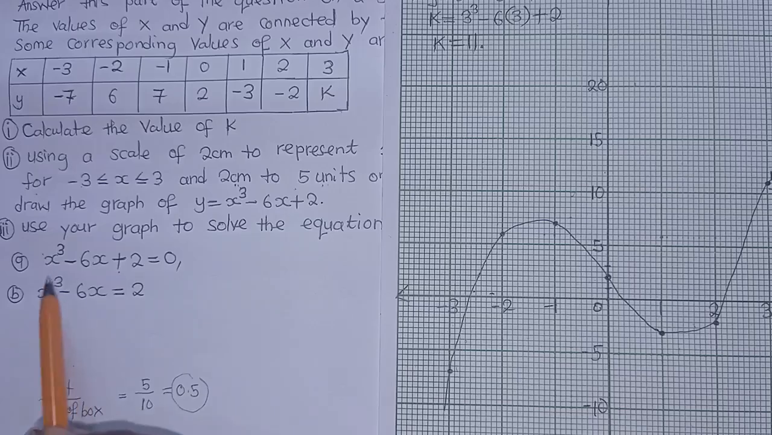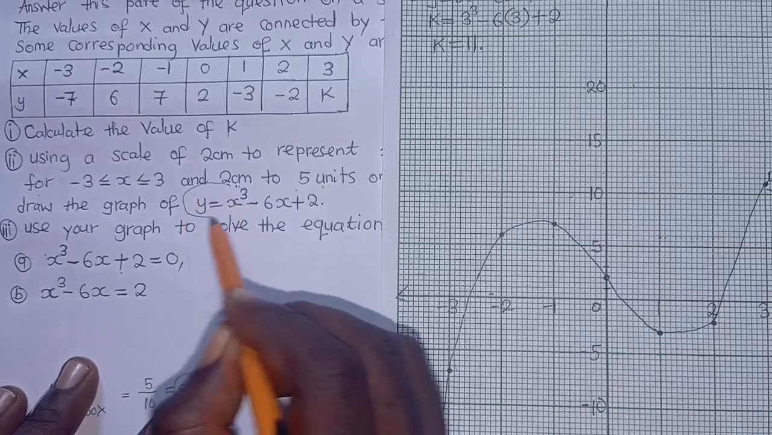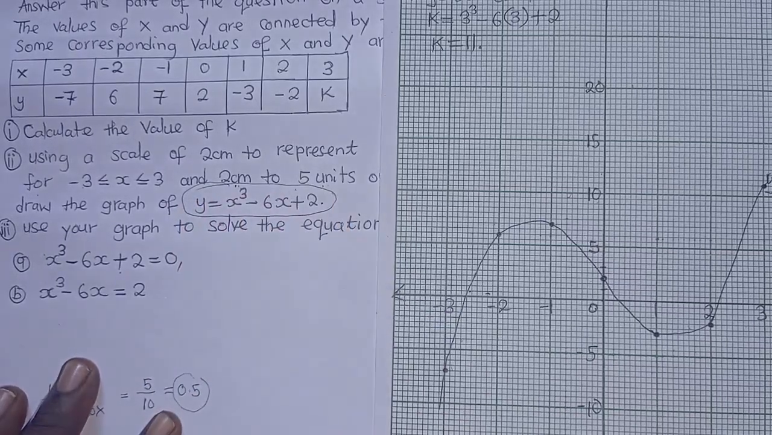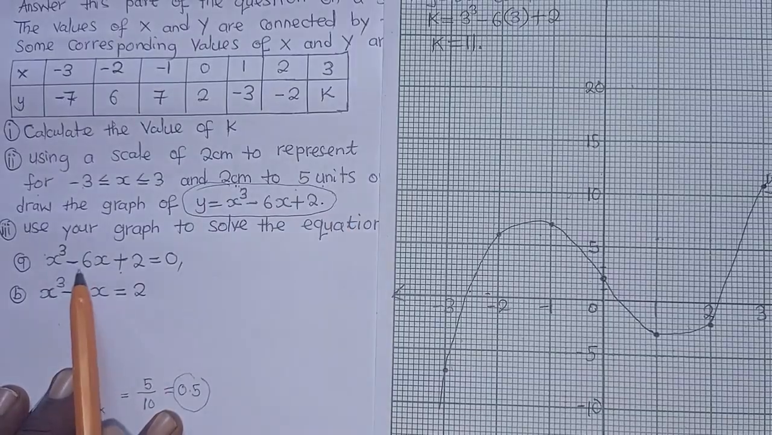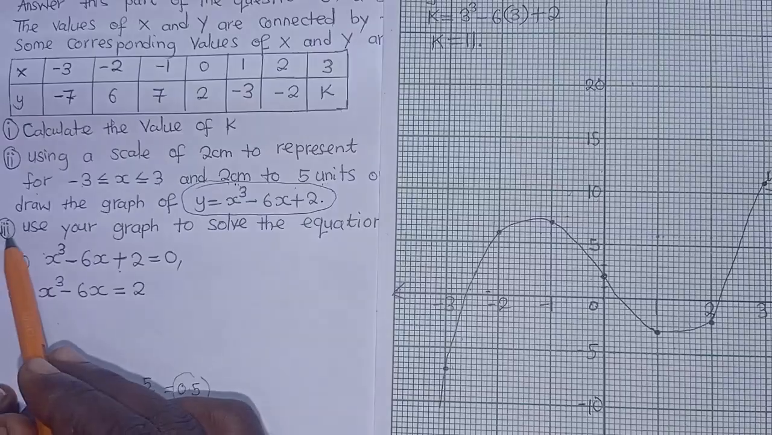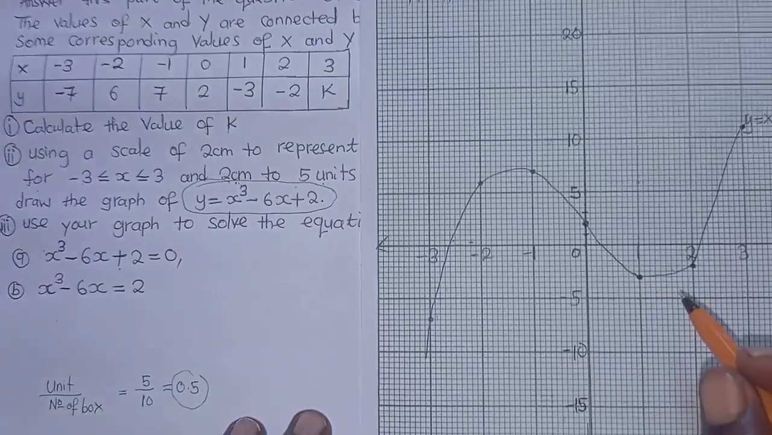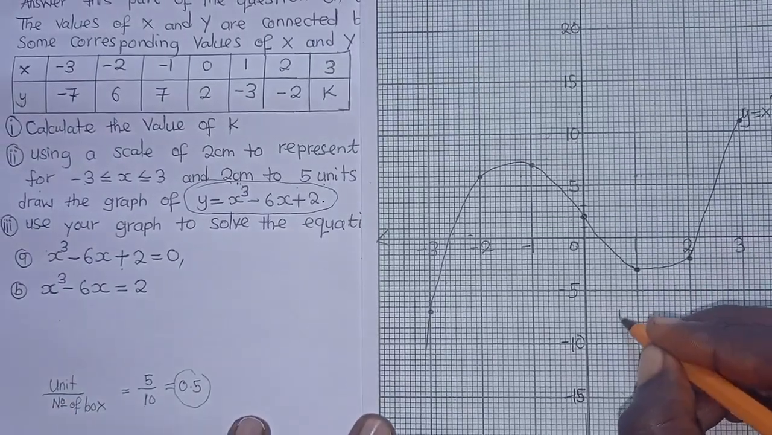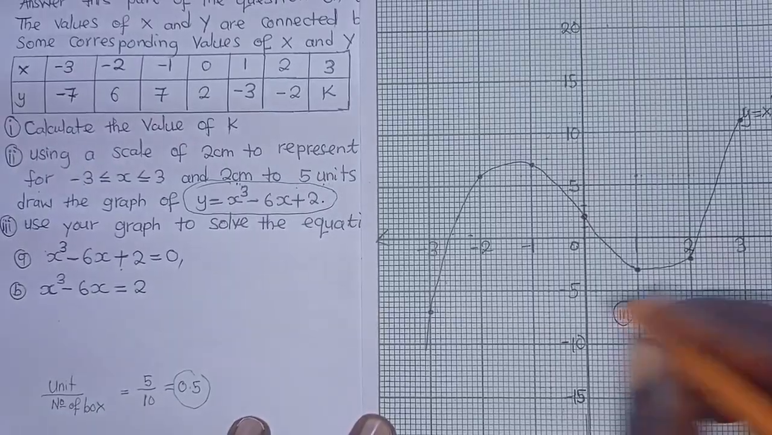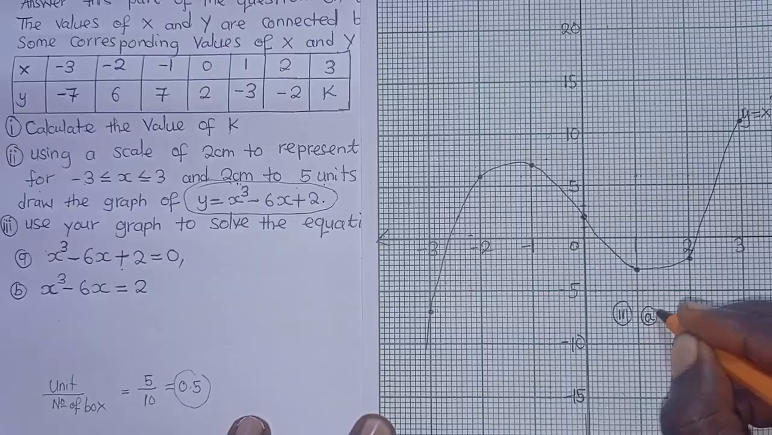So this one, we always compare to the original graph. In this case, this is our original graph. Look at this question. I'm going to say this is 3, and I'm going to write it here. So that is 3a.